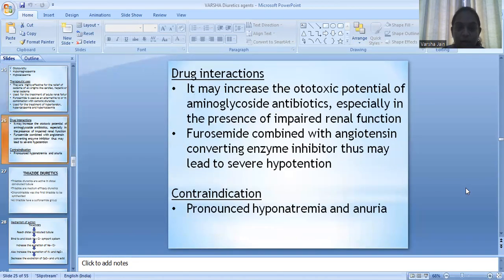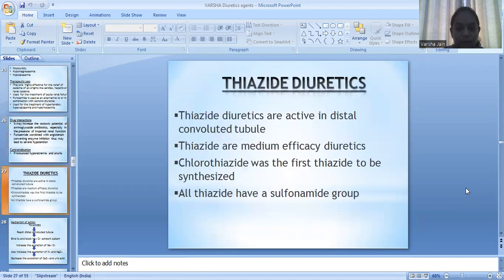Drug interaction: it may increase the ototoxic potential of aminoglycoside antibiotics, especially in the presence of impaired renal function. Furosemide combined with angiotensin converting enzyme inhibitors, that is ACE inhibitors, may lead to severe hypotension. Contraindications: pronounced hypothermia and anuria.